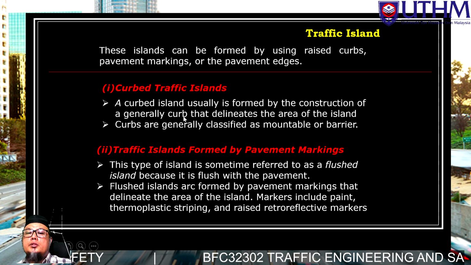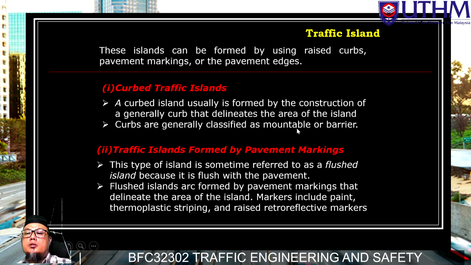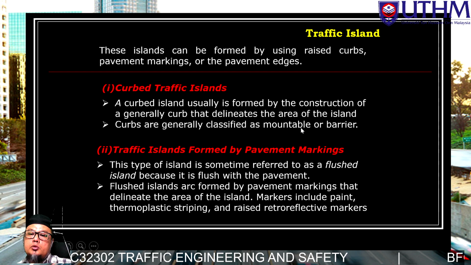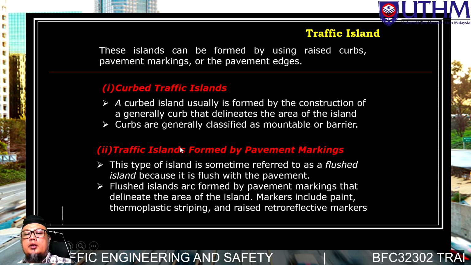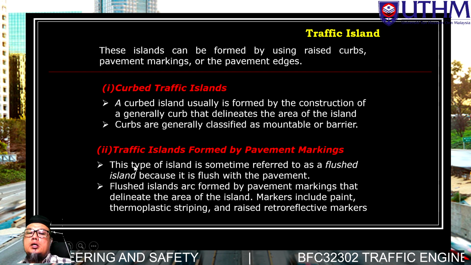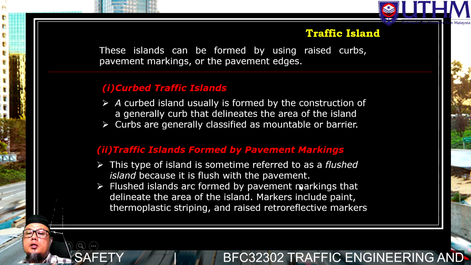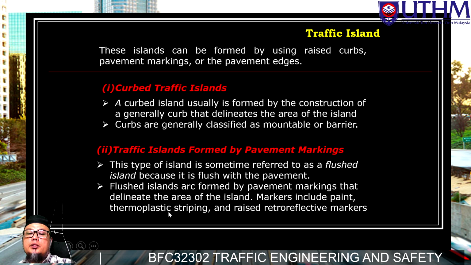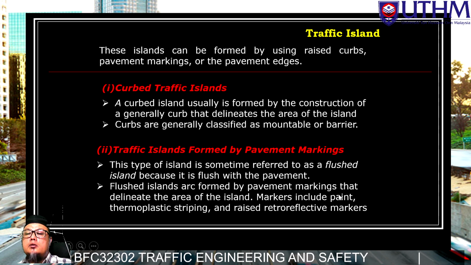Okay, curb traffic islands are usually formed by construction, with a curb at the delineated area of the island. Curbs are generally classified as mountable or barrier, so later in the safety audit we will also cover what a mountable shape and a barrier shape are, especially for the curb. Okay, traffic islands formed by pavement marking are typically like a ghost island. The island is sometimes referred to as a flush island, which is flush with the pavement. Sometimes they use thermoplastic striping, raised retro-reflective markers or just paint.